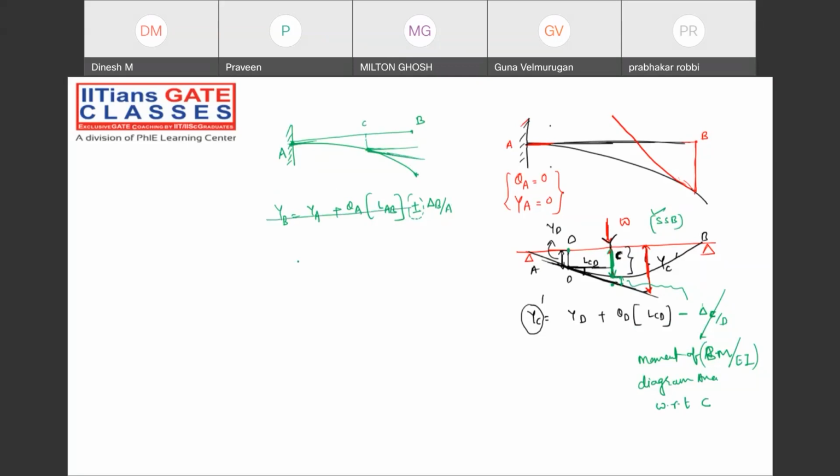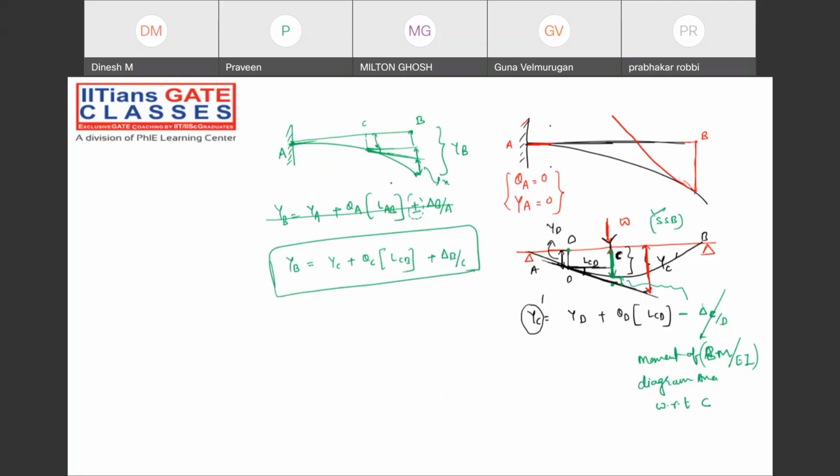Suppose you are calculating YB with respect to point C, theta C. YC is there, YB is there. This is what we have as YB, the total YB. And this is what we have, theta C into LCB. Now we need to calculate this also. And this distance is what? Plus delta B with respect to C. Are you getting my point? When to take plus, when to take minus?